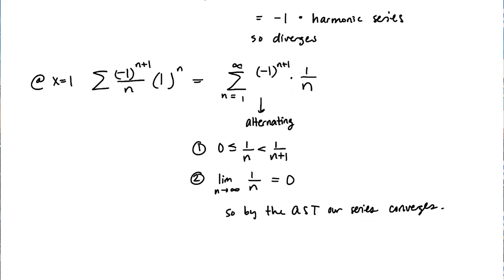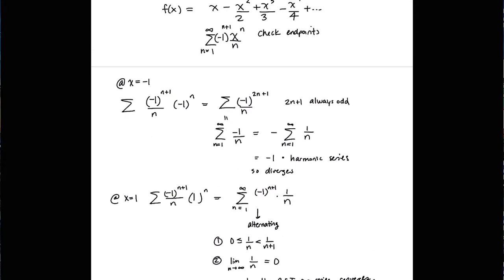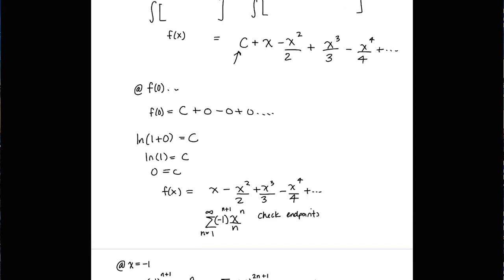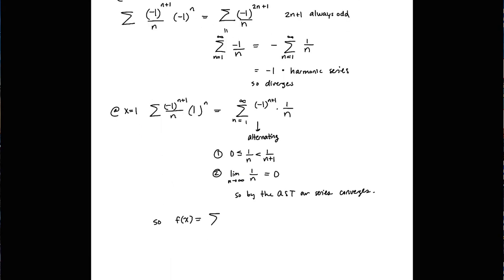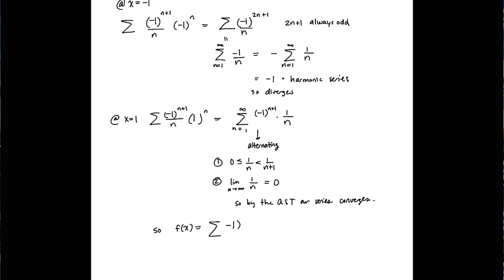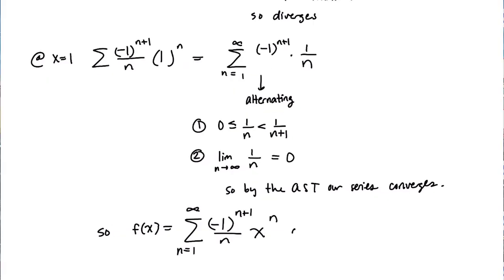Okay, so now we've seen an example where one endpoint was convergent and one endpoint was divergent. So our f of x, which was equal to the sum of (-1)^(n+1) over n, x to the n, ranging from 1 to infinity, is equal to f on the interval. Looks like -1 no, but 1 yes.